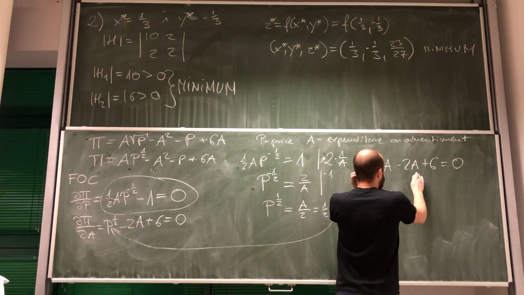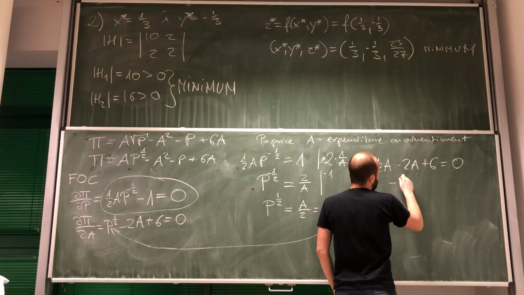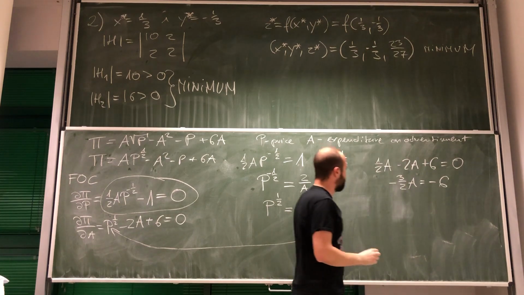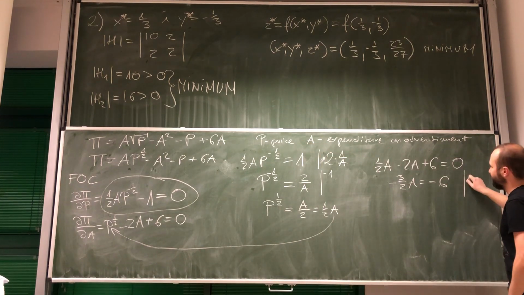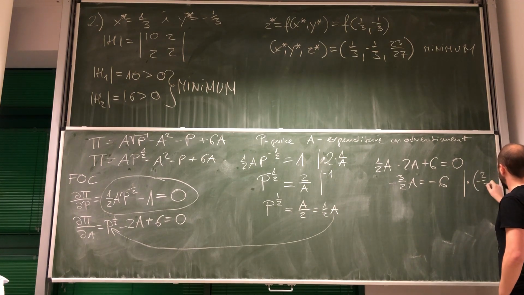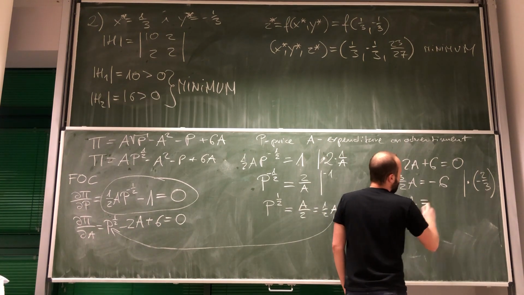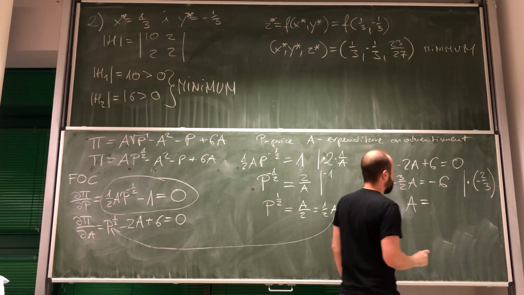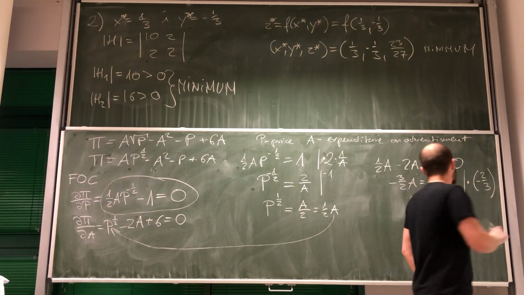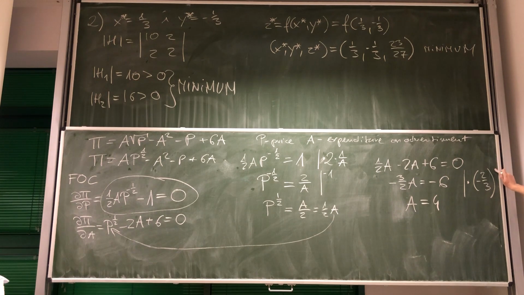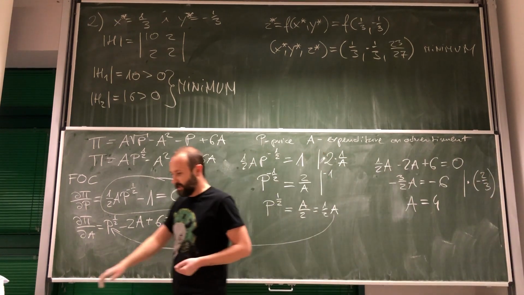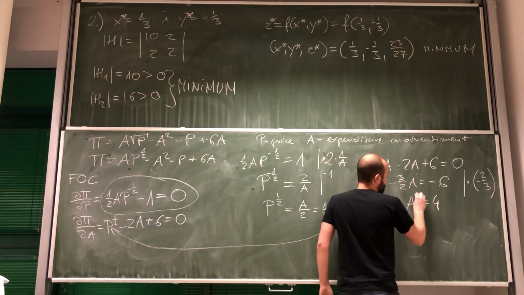Okay, out of this I'm getting that basically negative 3 over 2A is equal to negative 6. Or if I multiply both sides by negative 2 over 3, to get rid of this expression, I'm going to get that A is equal to 4, right? Because I'm getting 3 and 3, so I'm just having 2, I'm having 4 over here. And this is the first part of our solution.